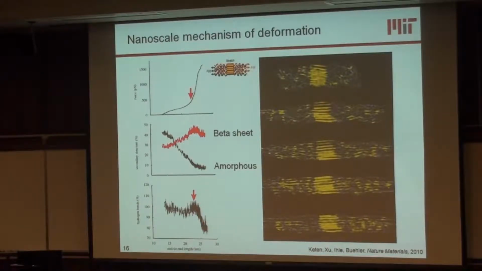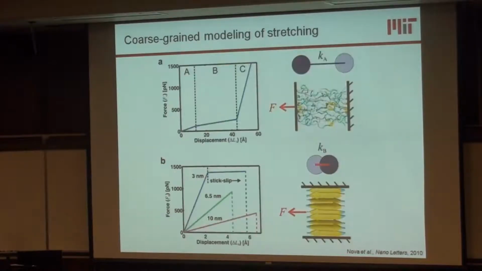The first decrease corresponds to the unfolding of those amorphous regions. This increase corresponds to the beta sheet formation. And this decrease is because the force is too large and the beta sheets start to slide against each other, and those hydrogen bonds break.